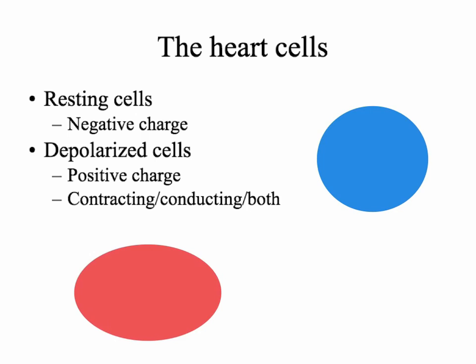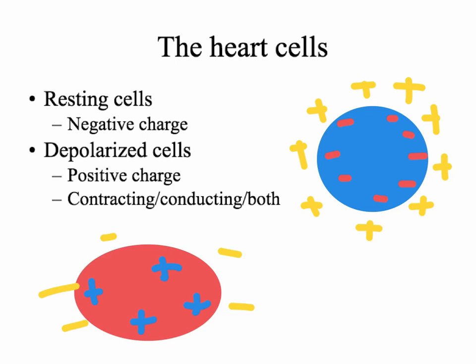So what happens in the resting myocyte is I have a bunch of negative charges on the inside, and a bunch of positive charges on the outside. And this is just relative to each other. It's not absolute negative or absolute positive. It's just saying that the inside is more negative compared to the outside. Then as the heart depolarizes, the positive charge flows inward, and the inside becomes more positive compared to the outside. And that is depolarization.